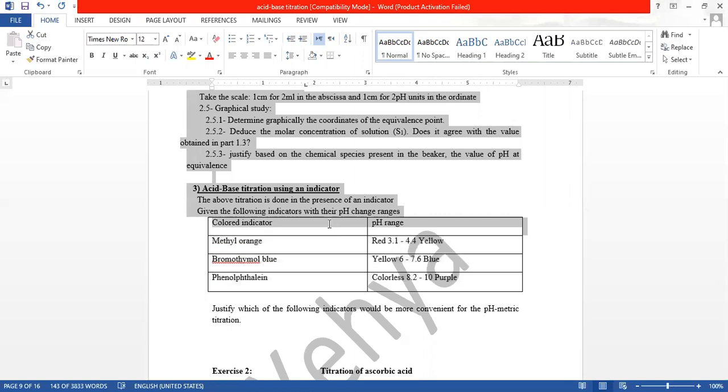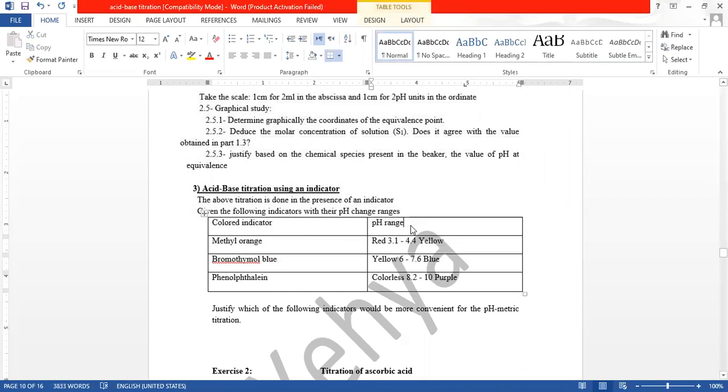Every colored indicator has something called the pH range of color change. This means that the indicator changes its color in this range.